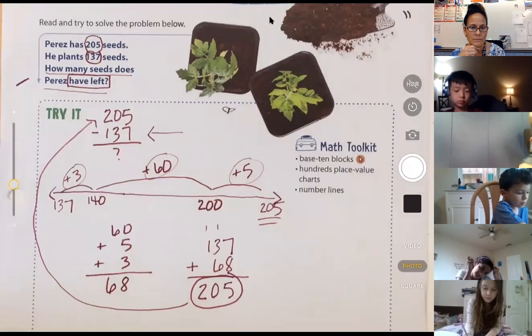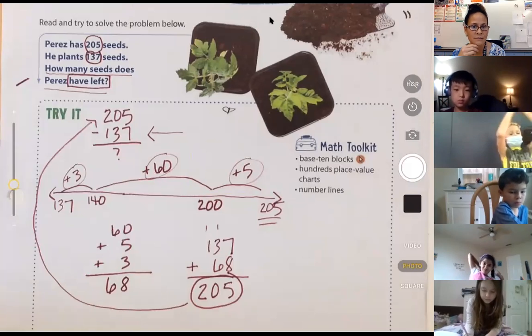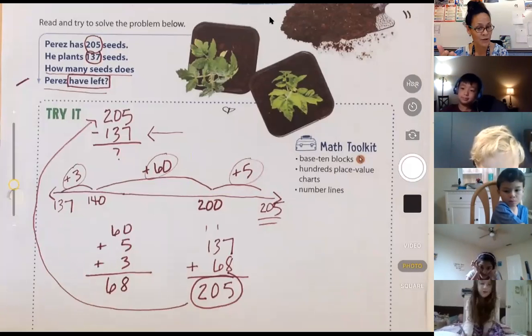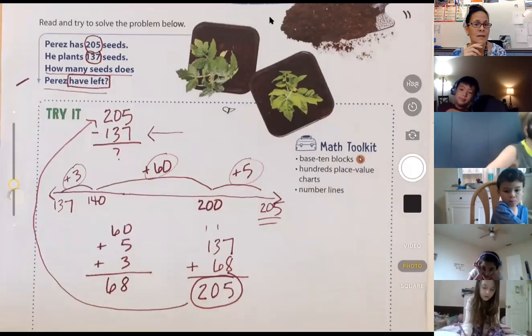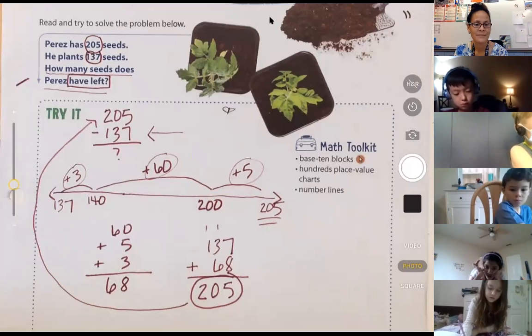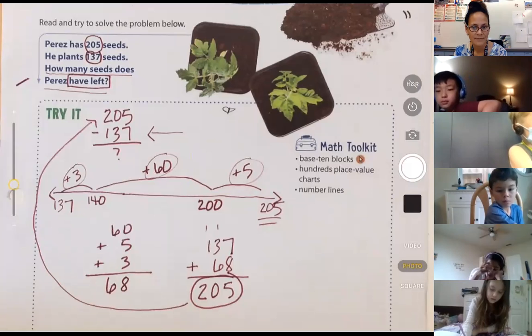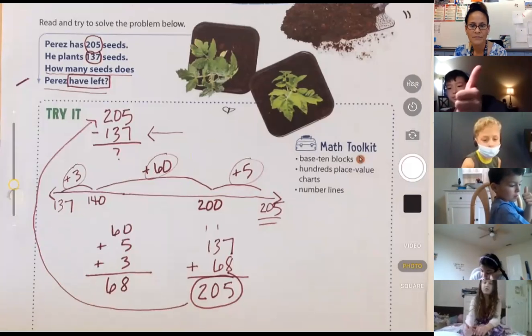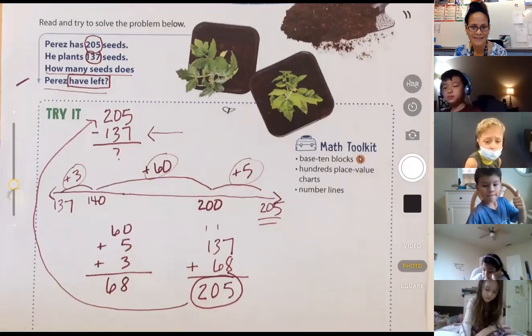So, in answering our question and using our strategy of putting the question in the answer, Perez has 68 seeds left. Thumbs up if we're seeing that so far. Perfect. Awesome.